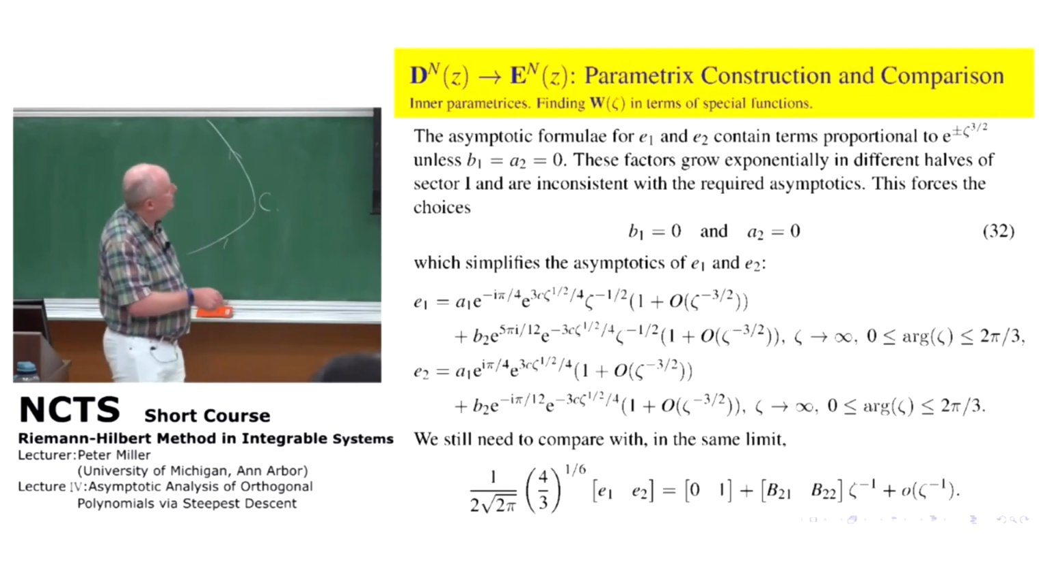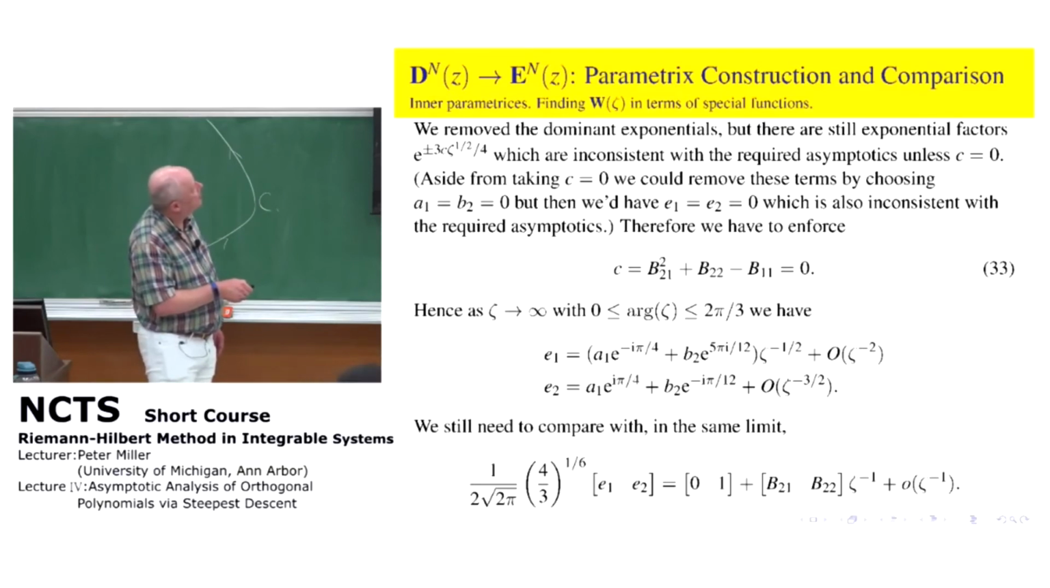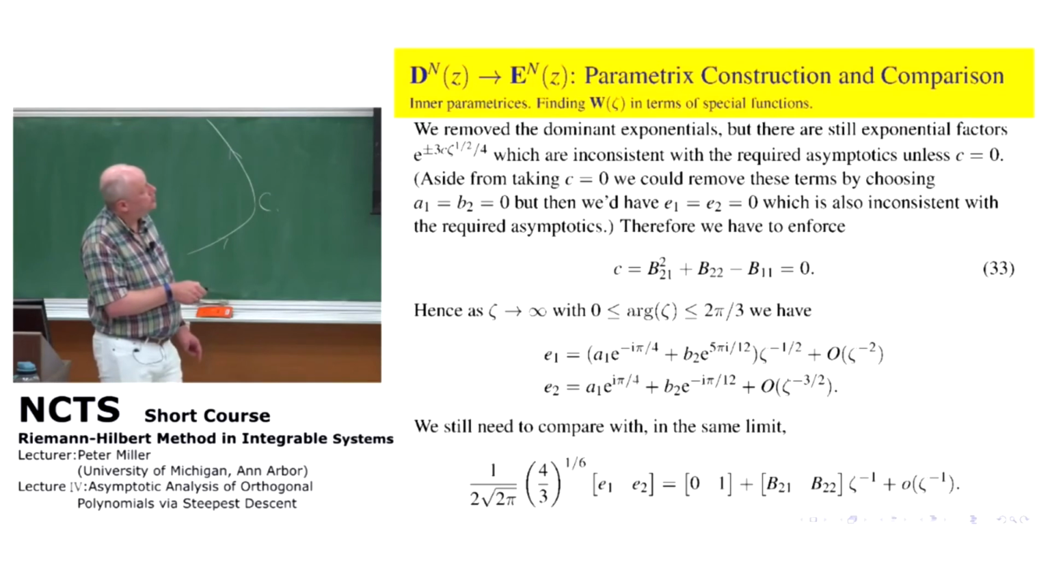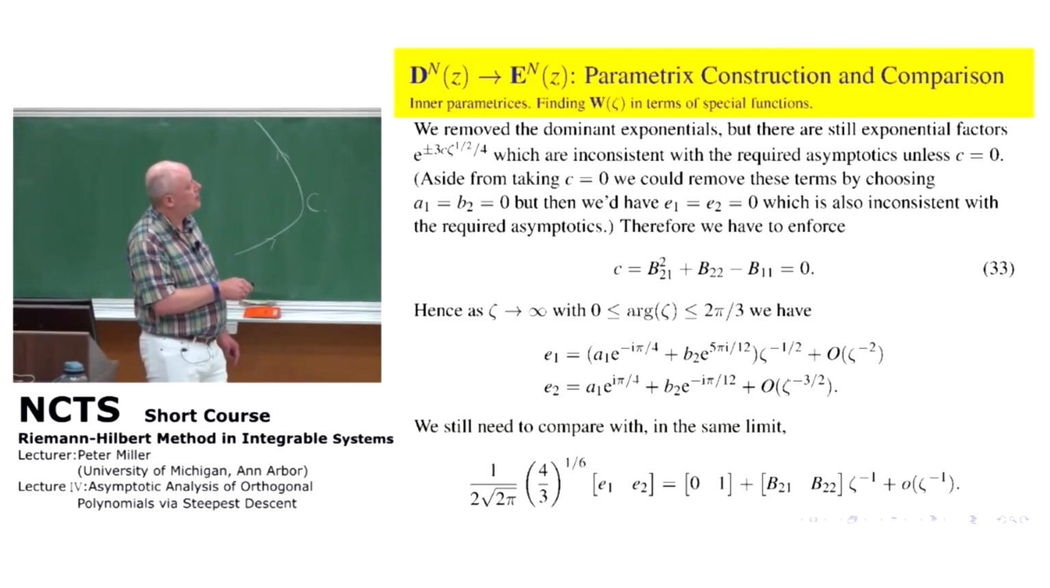And now we see that there's still something offending us here, there's still something exponential, but it's just a zeta to the half in the exponent, but there's something exponential there. Okay, so we should get rid of that by choosing the c to be 0, and that's actually the only reasonable way to do it. Otherwise, you're forced to take all these constants to 0, and that again would be inconsistent. So we really are forced to choose that c to be 0, which means that we have this relation on those unknown constants b11, b22, and b21 squared. Okay, that's got to be 0.